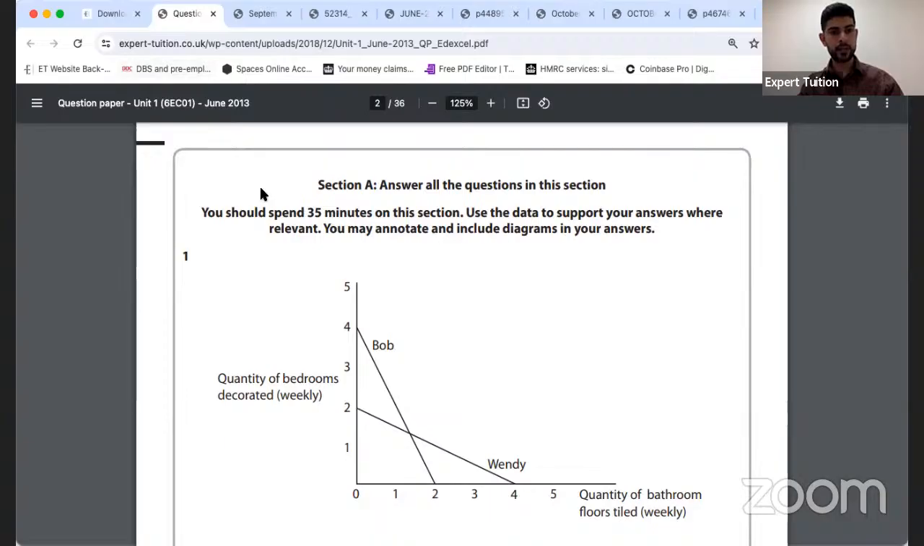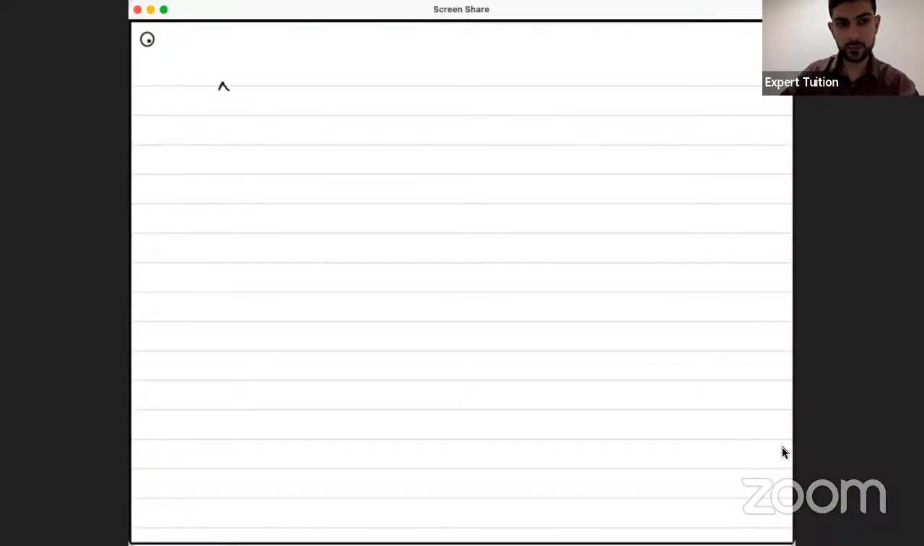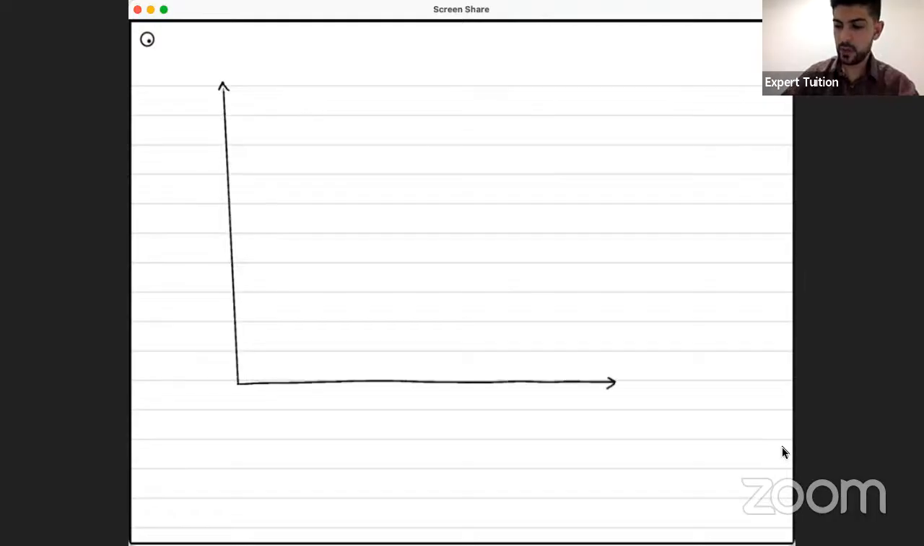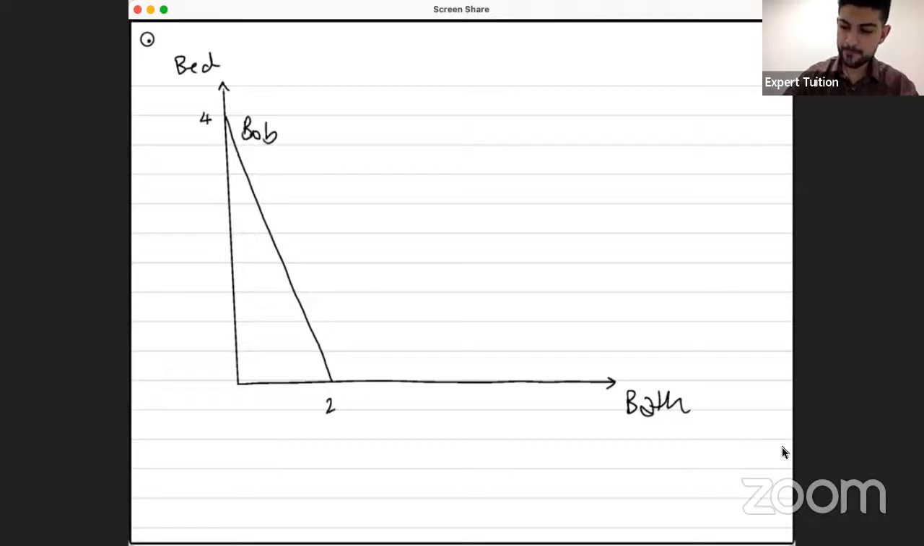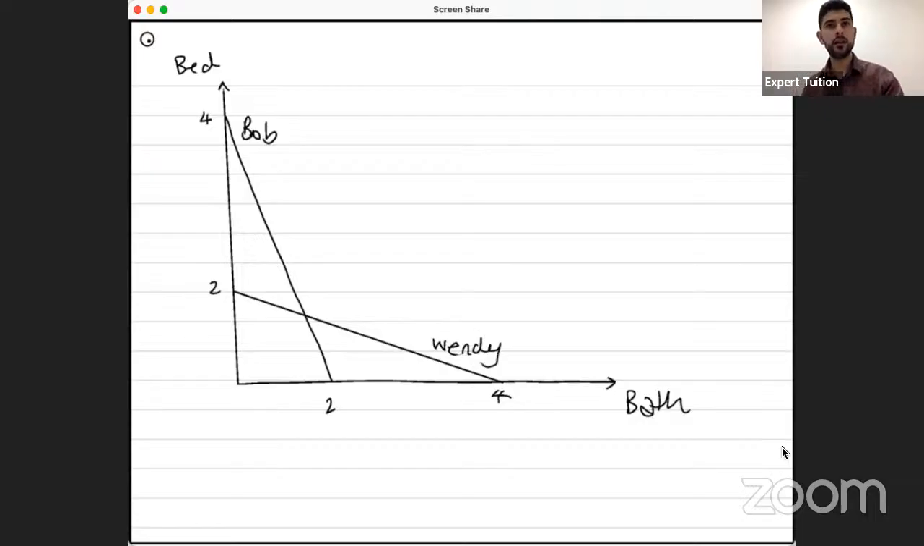I'm going to replicate this exact thing on my board so that we can do the maths together. So we had the following. Bed, bath. And we had 2, 4, and this was Bob. And then 4, 2, and this is Wendy. Pick any player. It doesn't matter. Do you want to do Bob or do you want to do Wendy? Let's start with Bob.